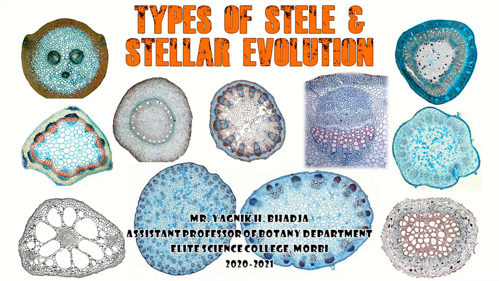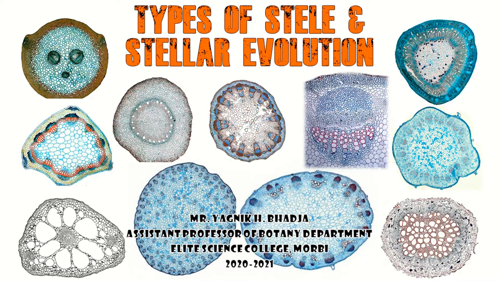In the previous lecture, we started a new chapter in the pteridophytes, right? The chapter name is the types of stele and the stelar evolution. We have completed one type of the stele. The stele name is protostele, right?